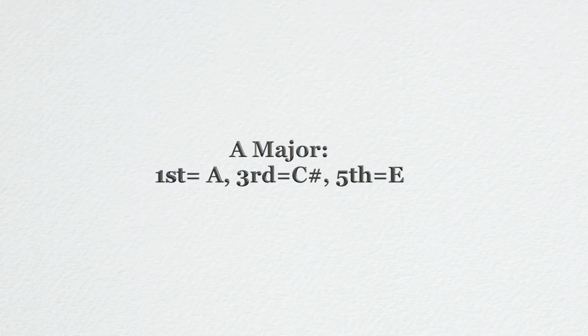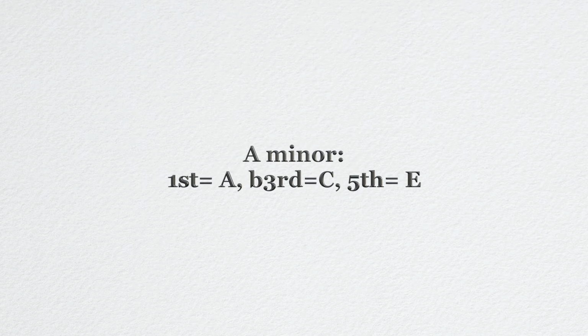So, we have A major, whose chord spelling is: the first is A, the third is a C sharp, and the fifth is an E. Now, A minor's chord spelling is: the first is an A, the flat third is a C, and the fifth is an E.